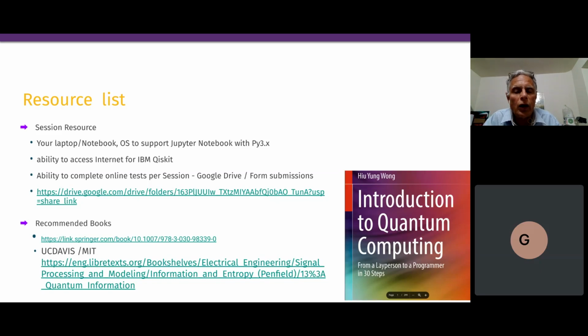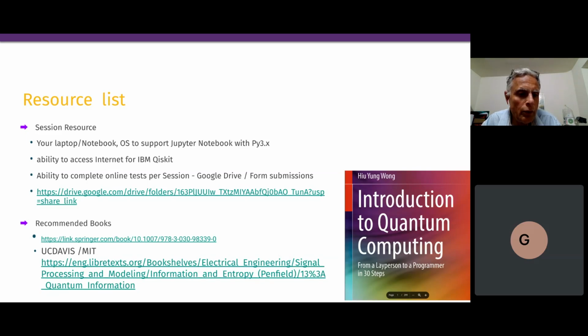If you are not able to purchase, that's okay. We still have the links from UC Davis and MIT, which are publicly available. We will try to adapt to a single notation, which we call the cat notation, cat 0, cat 1, that we'll explain as we go. But state representation is important.